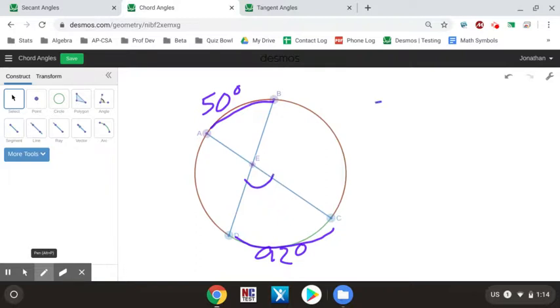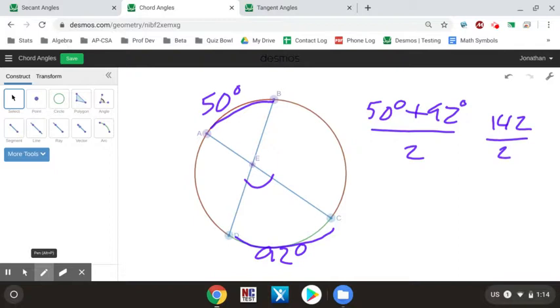Well, once again, since it's in the middle, I add the arcs, 52 plus 92 divided by 2, and that would give me an answer of 142 divided by 2, which is about 71 degrees. And 71 looks like a reasonable estimate for that angle looking at our book there. It looks somewhere a little bit bigger than 60, not quite a right angle, so 71 degrees seems reasonable.